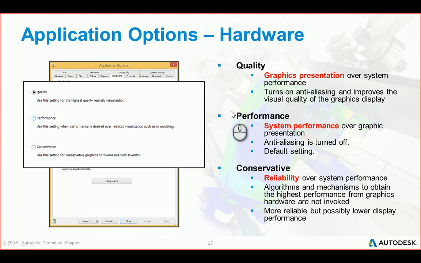And we have conservative mode. Conservative is where we're trying to go for reliability, and it slows the information going to the graphics card. This helps for stability reasons. If the card isn't necessarily keeping up with what you're wanting to do, sometimes setting it to conservative mode prevents crashes.